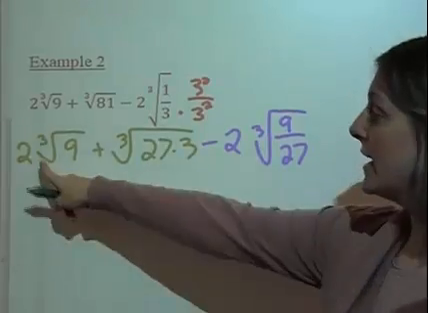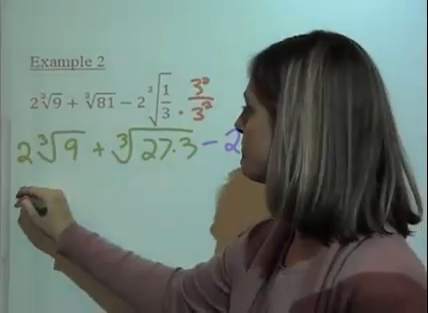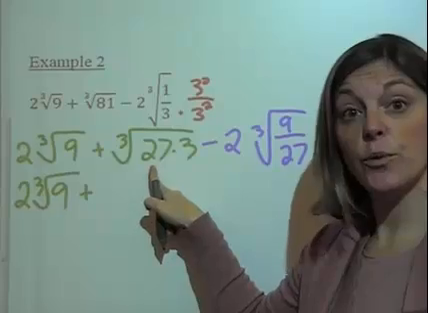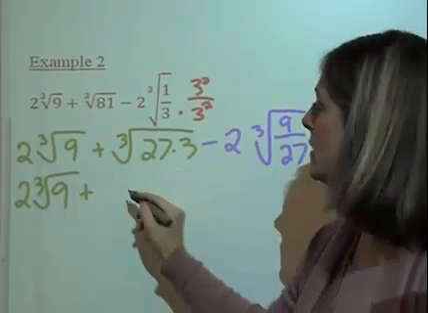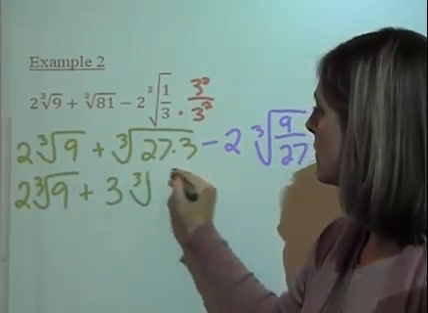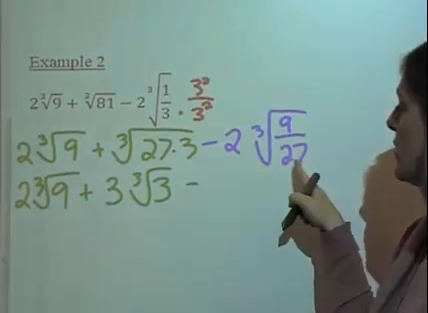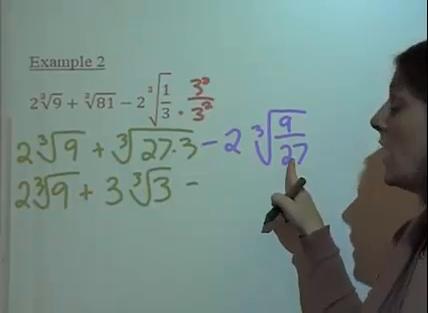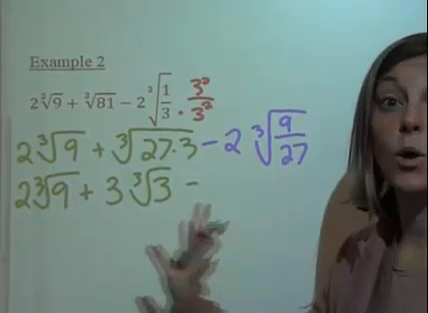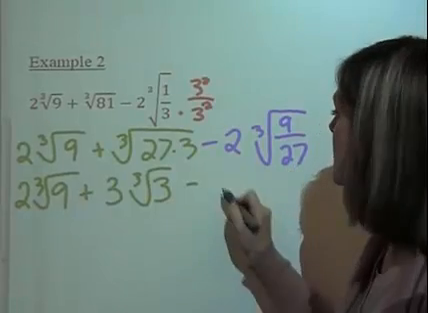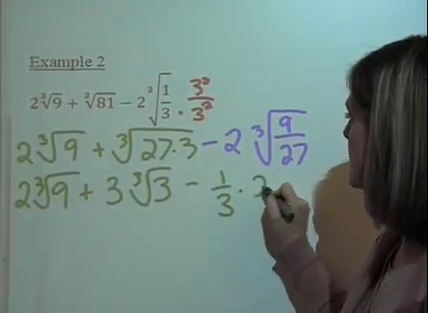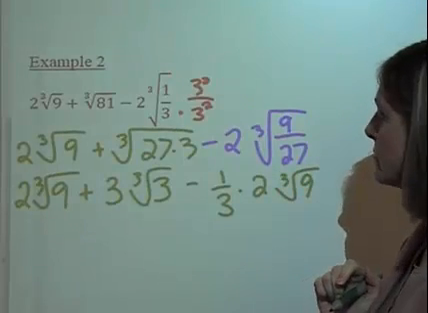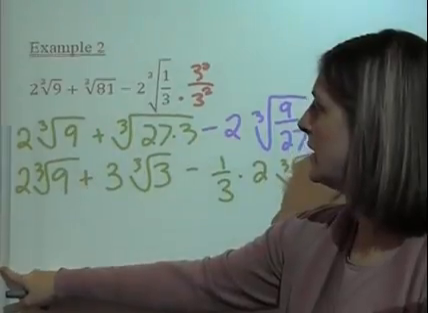All right, so then again here this just stays the same. But then we can take our cube root of 27, which is 3. And then here we can take the cube root of this 27. So it becomes 1/3, because remember it's in the denominator. So you have 1/3 times the 2 cube root of 9. Okay? Let's just slide this up a little bit.